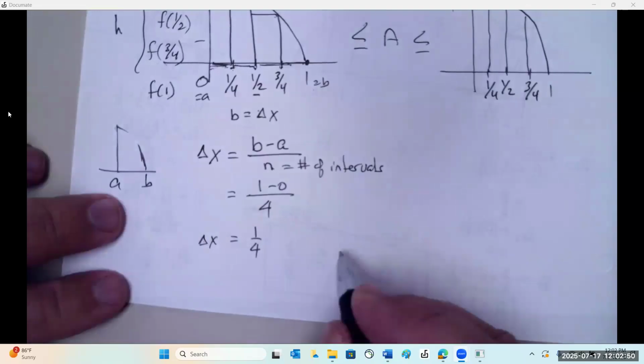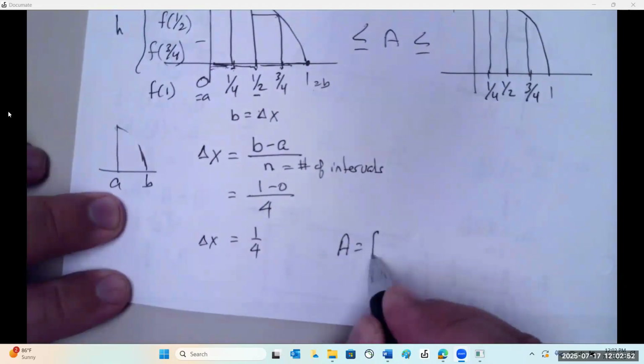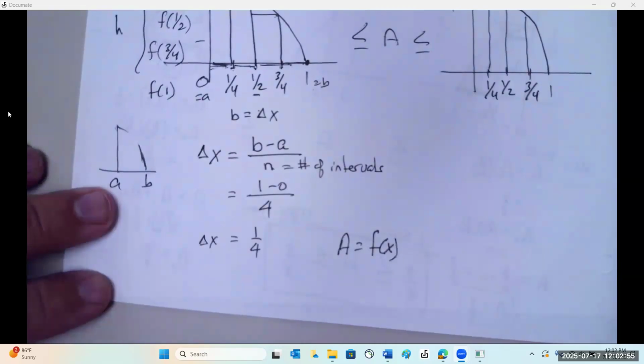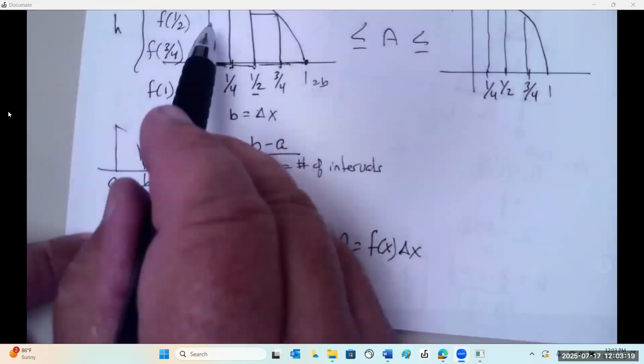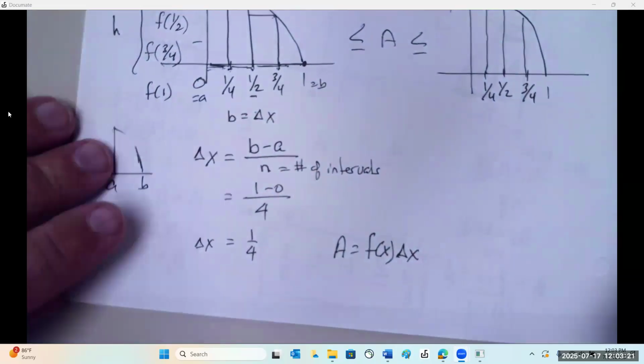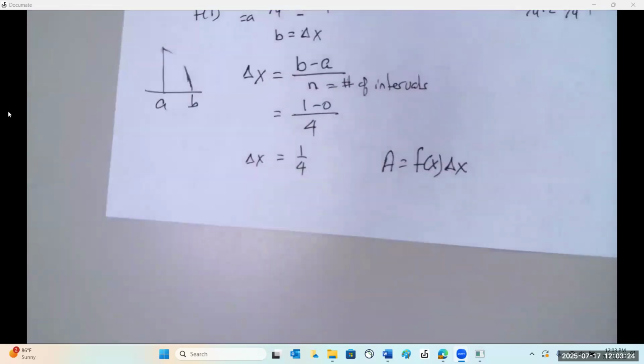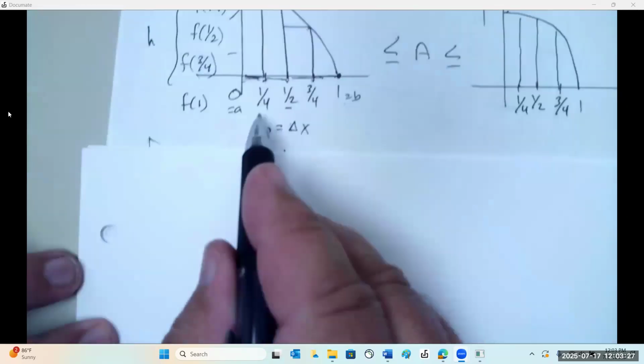So to find the area, we have the height, which is our function, times delta x. And delta x is constant throughout all of them. So let's look at this one. Next page. Let's try to find the area of the lower bound.